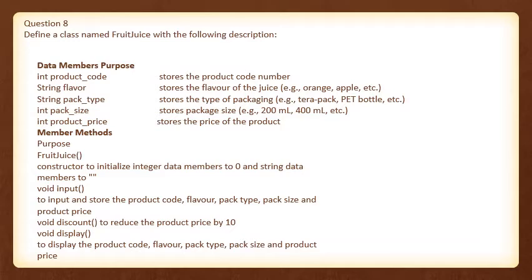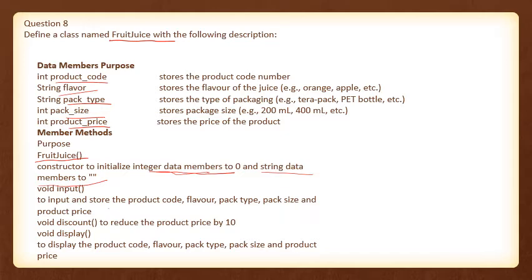Next is question number 8. Define a class named FruitJuice with the following description. All are the data members: int product code, string flavor, string pack type, pack size, and product price. Member function constructor FruitJuice to initialize the integer data members with 0 and string data members with double quotes.